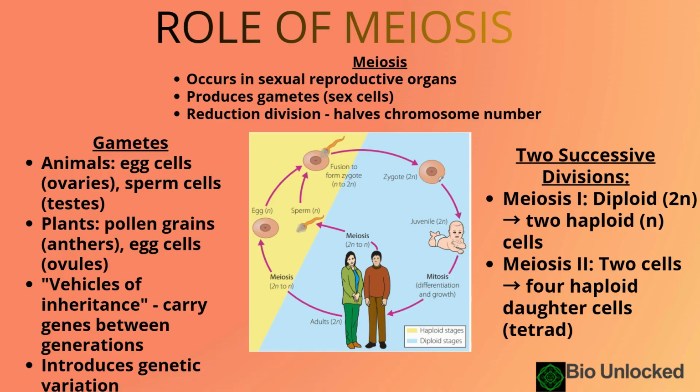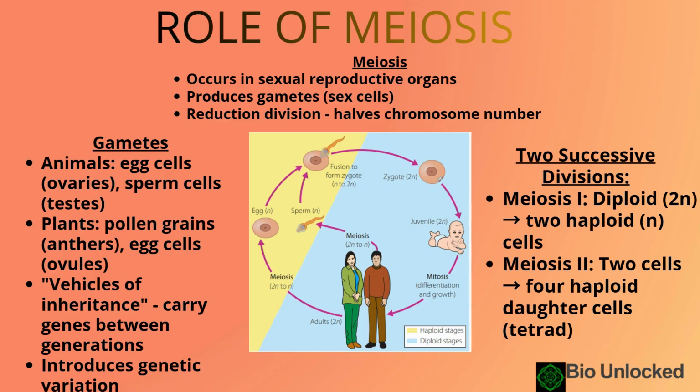When a cell divides by meiosis, DNA replicates first, then the cell undergoes two successive divisions. Meiosis 1 is where diploid cells, with 46 chromosomes, divide into two haploid cells, with 23 chromosomes each. The chromosome number halves. Then in meiosis 2, those two cells divide again, resulting in four haploid daughter cells called a tetrad.